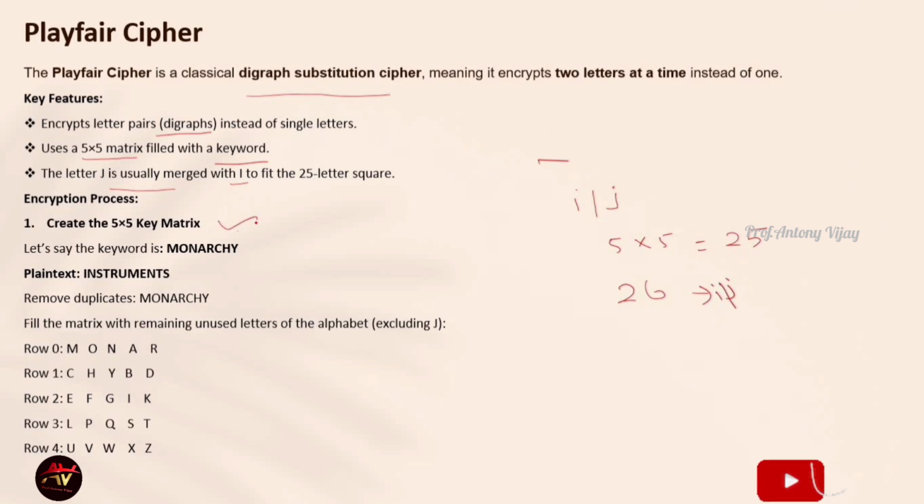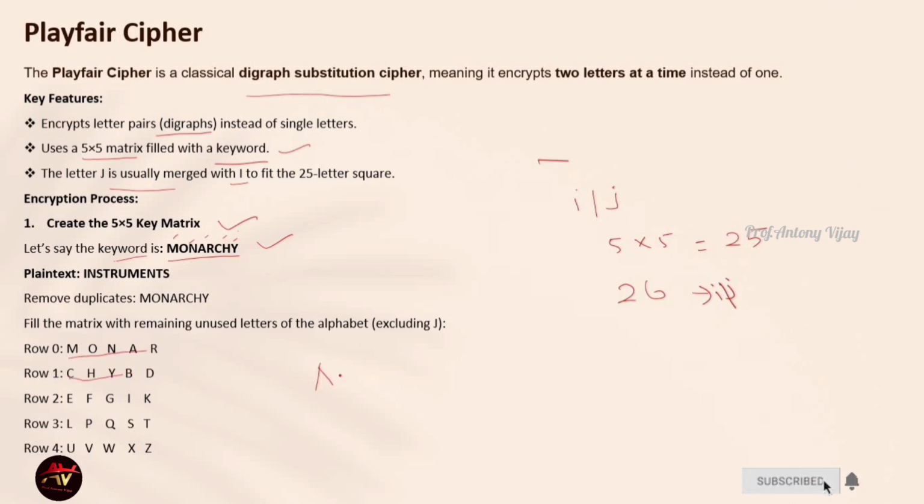Okay, let's have a look at the encryption process. First of all, we have to create a 5 cross 5 matrix with the help of the keyword. The keyword is very important here, and it is Monarchy. First we check whether any duplicate characters are there. In Monarchy, all the characters are unique, there are no duplicates. If any duplicates are there, we have to remove them before filling. Now we create the 5 cross 5 matrix, so I write Monarchy.